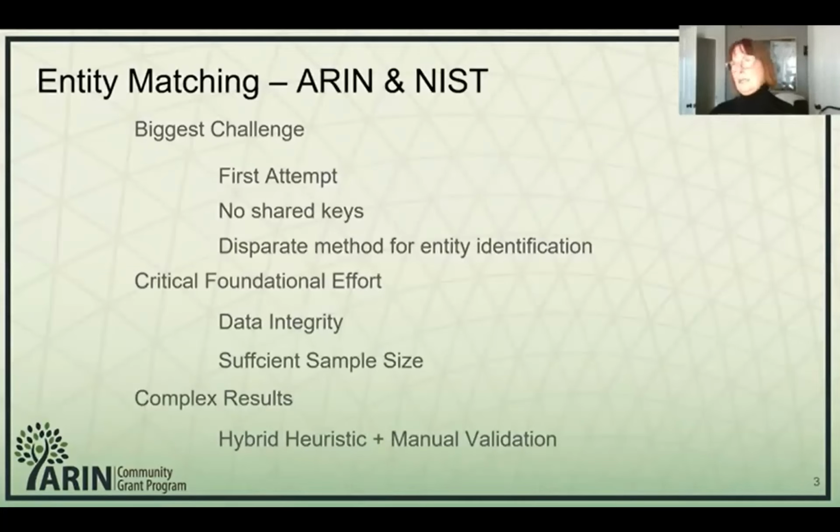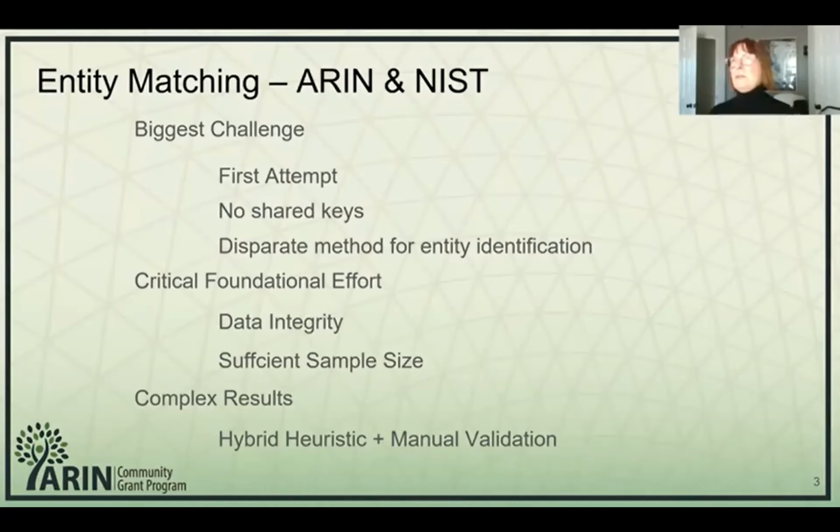There are no shared keys between those data sets, and they use different methods for identity identification. ARIN uses an org ID and org name. NIST uses domains. This was a critical effort for data integrity, and because V6 adoption for enterprises is relatively low at this point, we were really concerned about being able to capture a sufficient sample size for the follow-on statistical analysis. We were hoping it would be easier than it turned out to be.